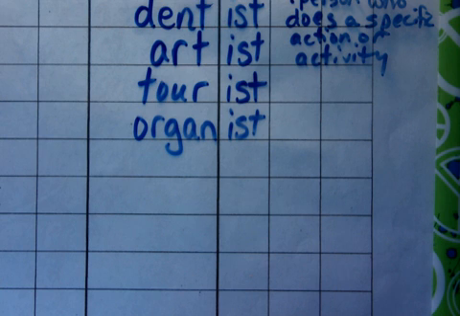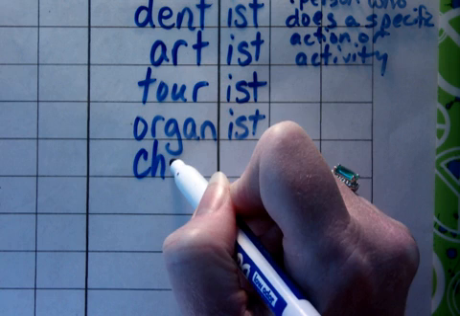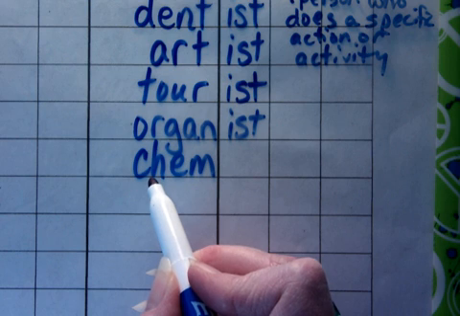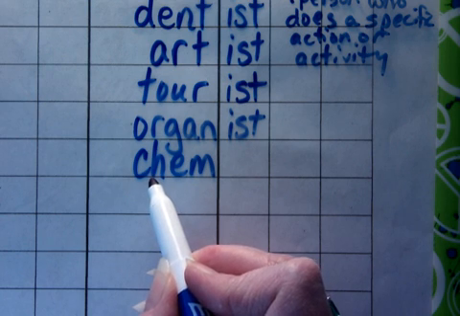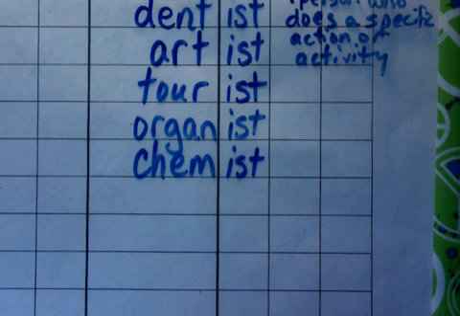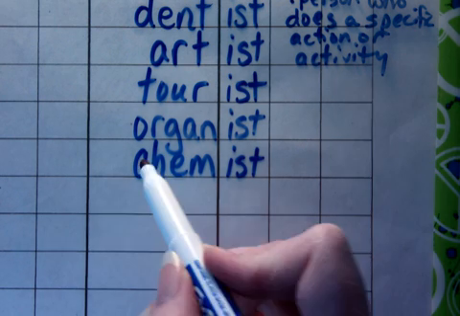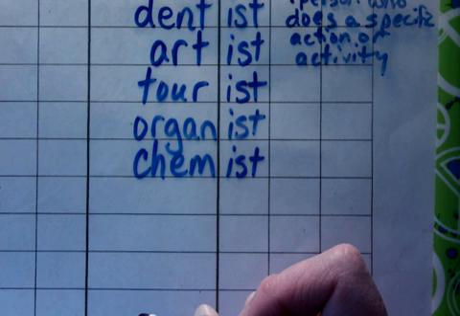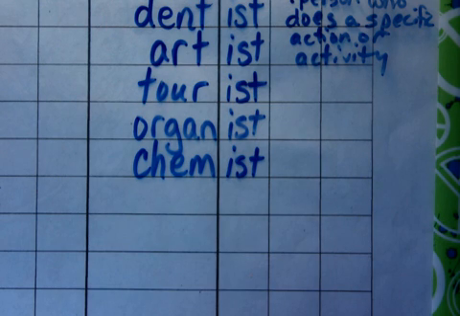The next base word is chem. C-H-E-M. K is spelled with a C-H when it's usually a Greek word of origin. Chemist is a person who deals with chemistry. The original word is alchemy. Chemist, alchemy. That both has the K sound spelled with a C-H. It deals with chemicals. So those are all the words that have the ist suffix, which means a person who does a specific action or activity.